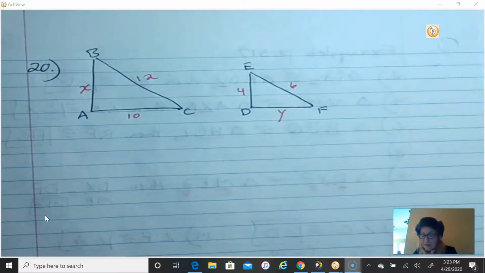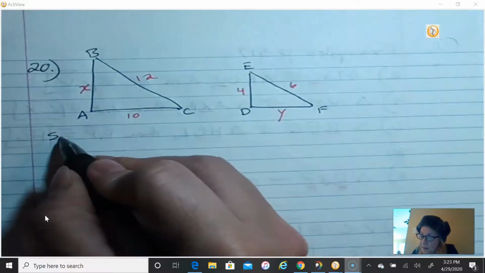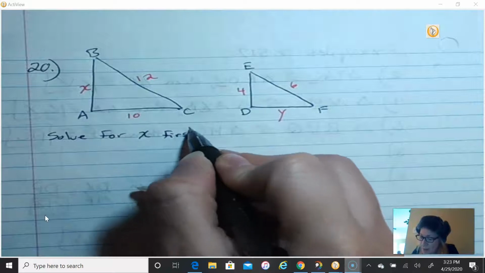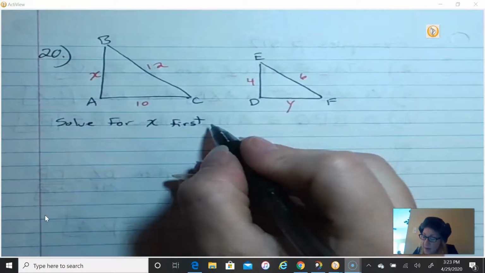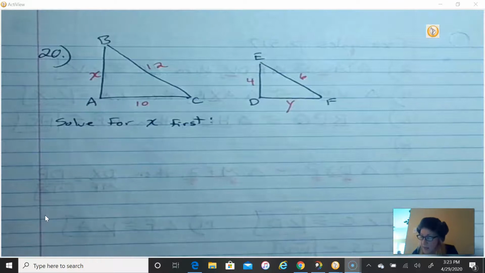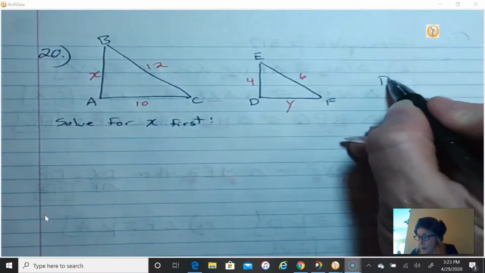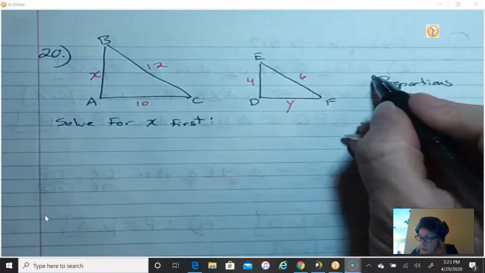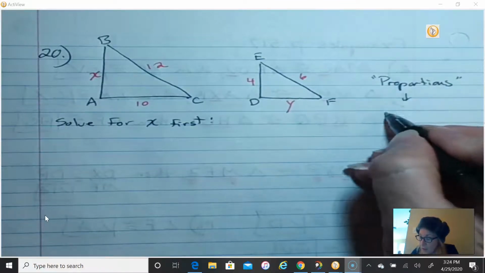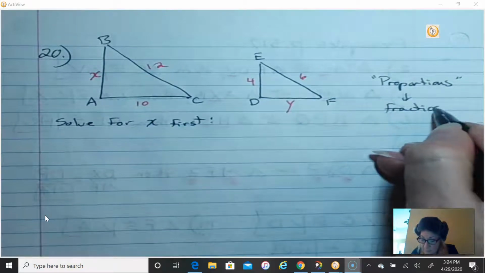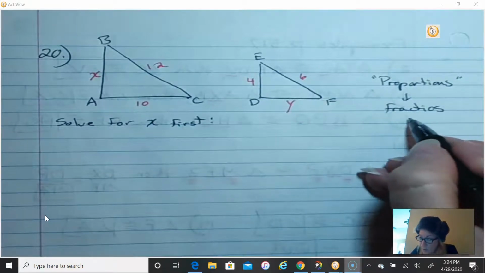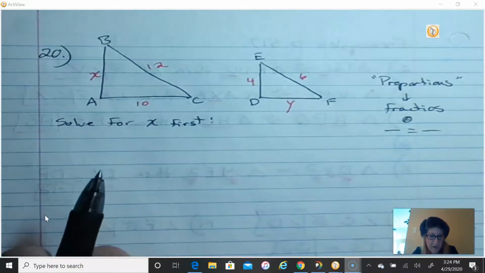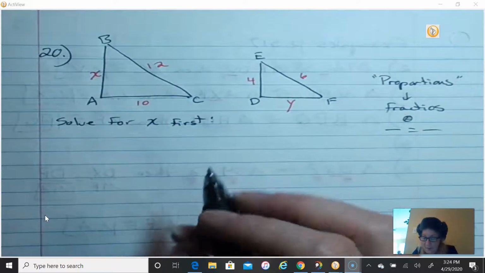All right, so first, let's solve for X first. We're going to solve for X first. You could do Y first if you wanted to, but I'm choosing to do X because I'm a teacher. Now remember, when it says solve by using proportions, remember what that means. Proportions, it's going to look like fractions. They're going to be equal to each other. It's going to look like this, remember? Okay, and then we cross multiply. All right, so let's solve for X.